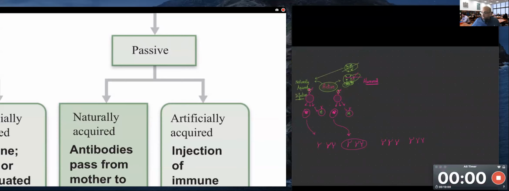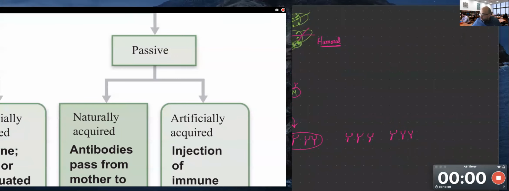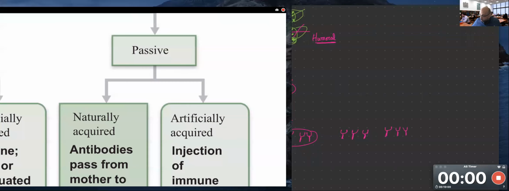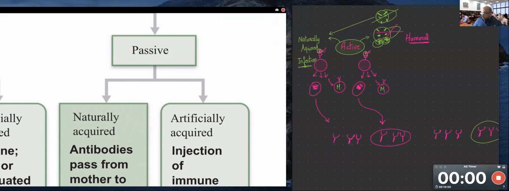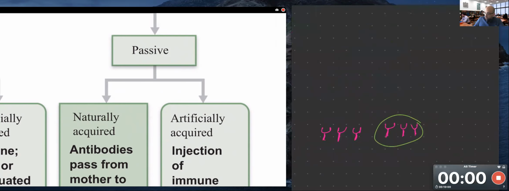So what would I need to be looking at? I need to get preformed immunoglobulins. Immunoglobulins that can directly attack the pathogen. I don't want to be waiting for the next generation to have a vaccine. I need protection now.